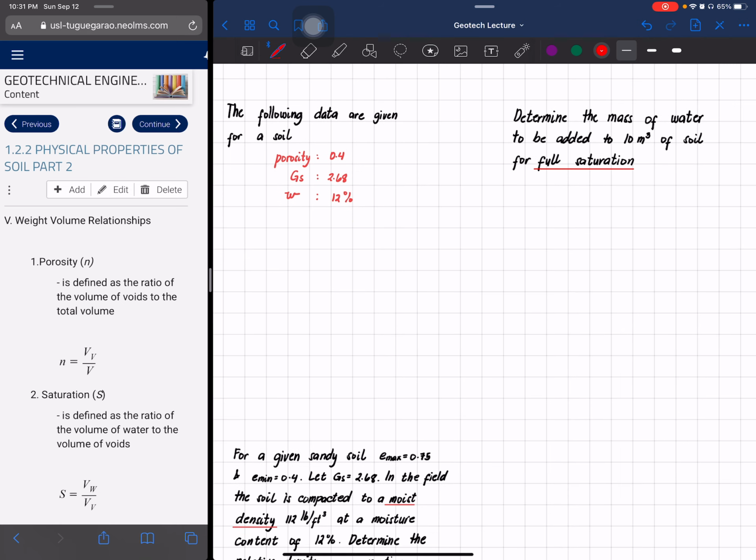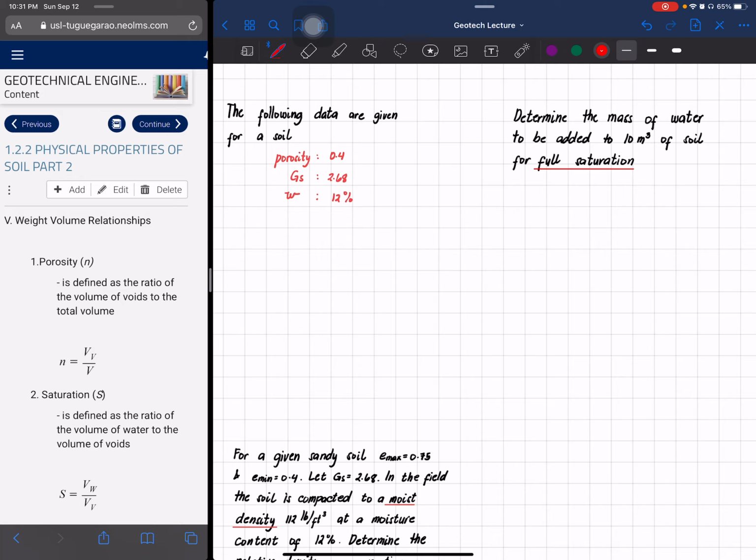So we have it here. The following data are given for a soil. The porosity is 0.4, the specific gravity is 2.68, and the water content is 12%. Determine the mass of the water to be added to 10 cubic meters of soil for full saturation.